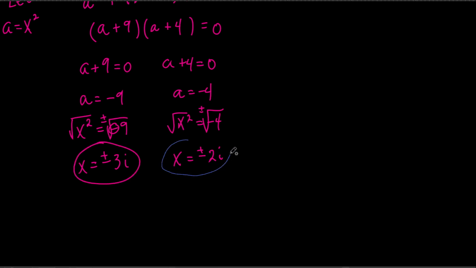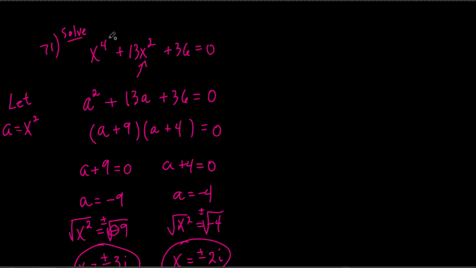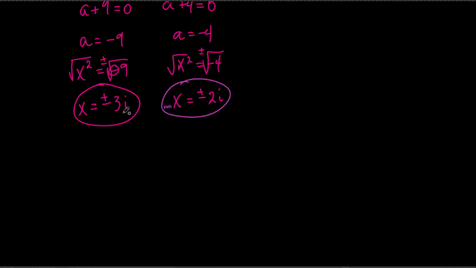It looks like 2 answers, but it's actually 4 answers. Remember what we talked about, that fundamental theorem of algebra? Look at this. Our highest power is to the 4th. Look how many answers we got. We got 4 answers. We got a positive 3i and a negative 3i, a positive 2i and a negative 2i. That's 4 different distinct answers. So that's how we do number 71.